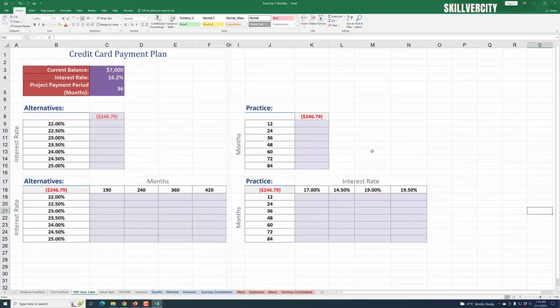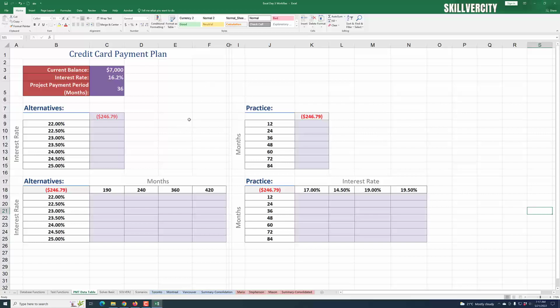The other example is looking at it from the other perspective. If we have this number of months, 12, 24, 36, up to 84 months, what would be the interest rate for each of these monthly projections? Okay, so let's talk less and actually do something.